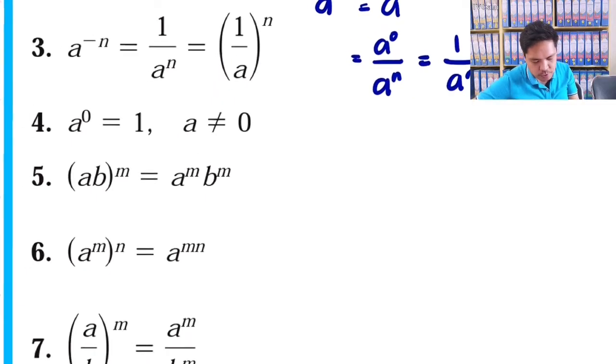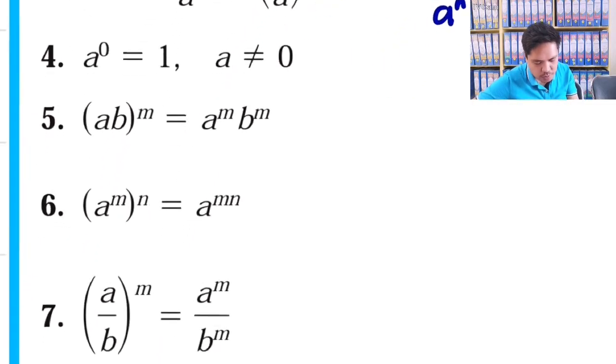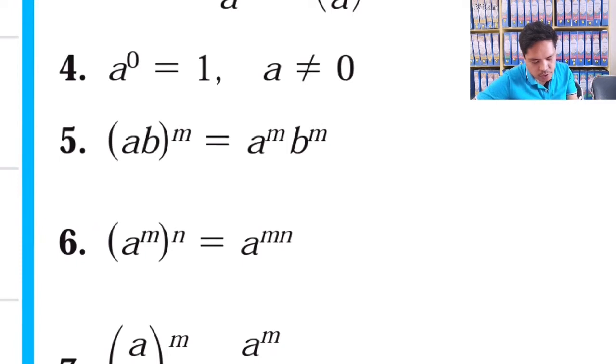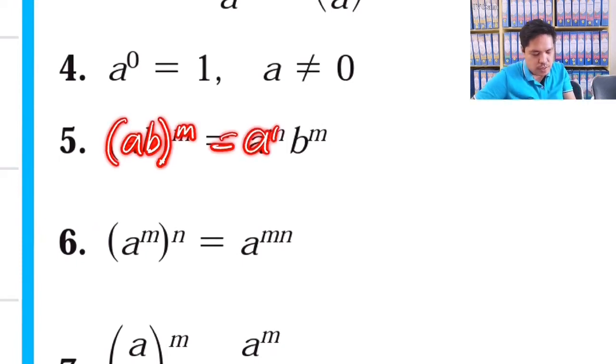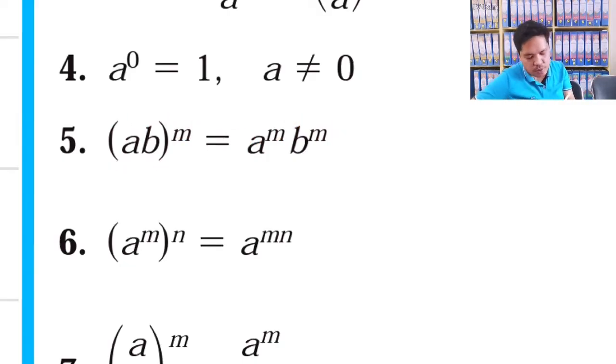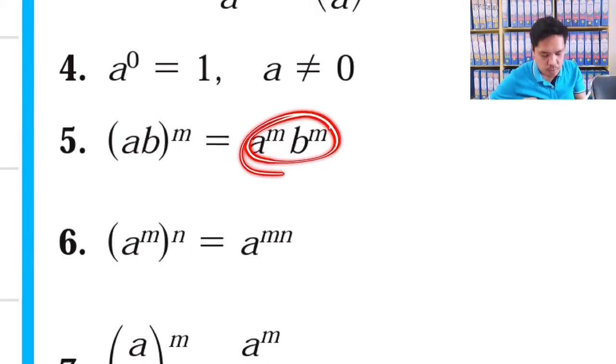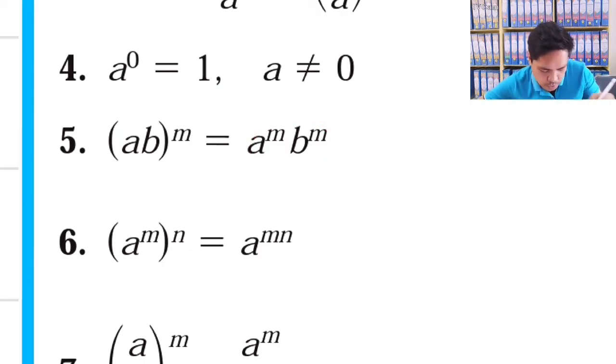So, tapos na yung number 4. Ito yung number 5. The quantity ab, or a times b raised to m, is the same as a raised to m times b raised to m. Remember, magkaiba na yung base dito. A and B na yung base. So, they have different bases, so we cannot combine this anymore. The property is, pag multiplication ang operation, it's just like distributing the exponent. So, A could be raised to M, and B could be raised to M.